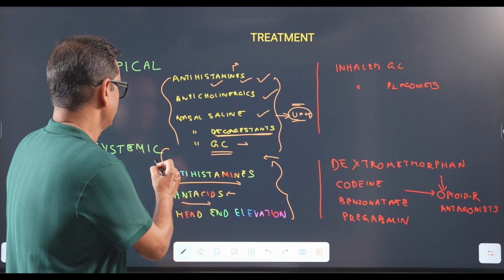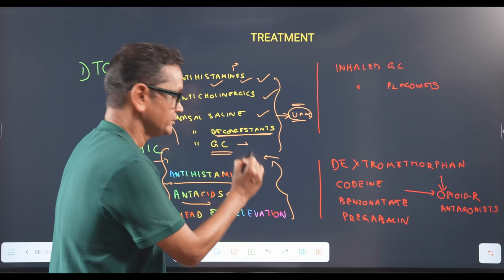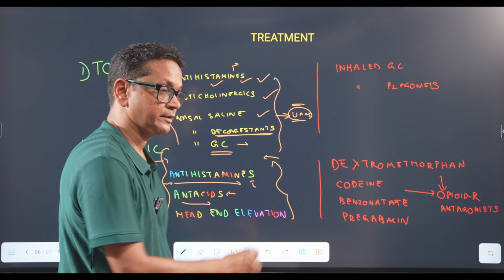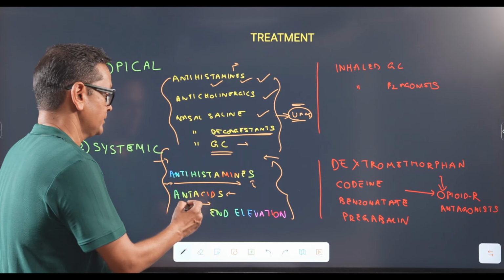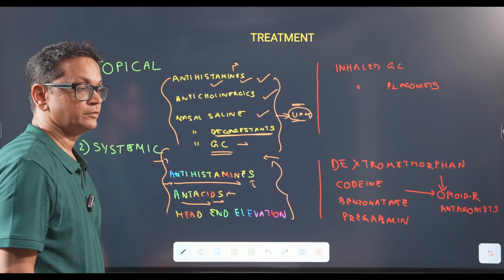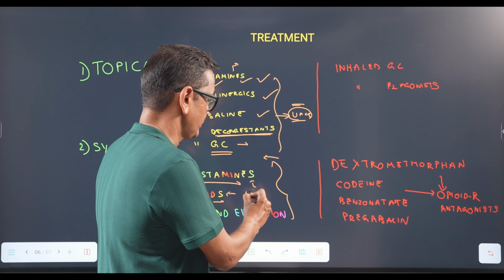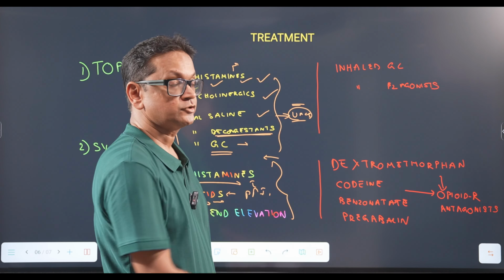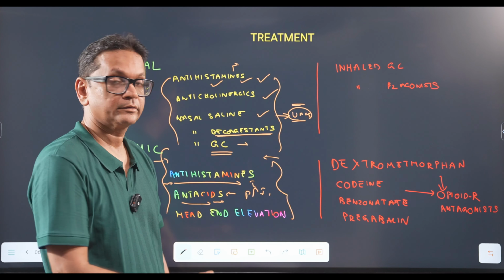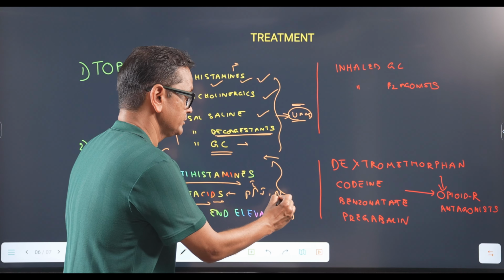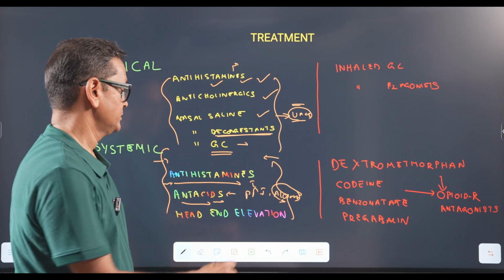Okay. So in such settings, you can give antihistamines like bilastine or loratadine or desloratadine, or in a suspected case of gastroesophageal reflux disease, GERD, you can give proton pump inhibitors, H2 receptor blockers, or you can give sodium alginate, which decreases the eructations. Okay.